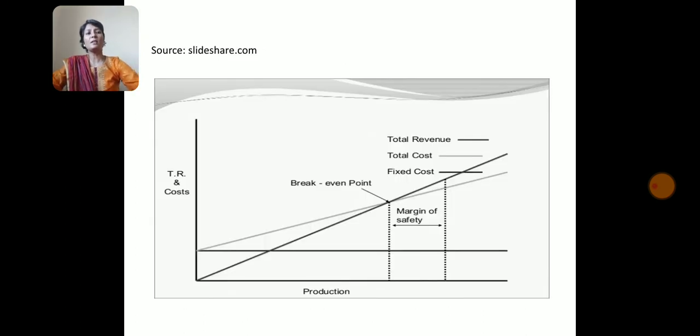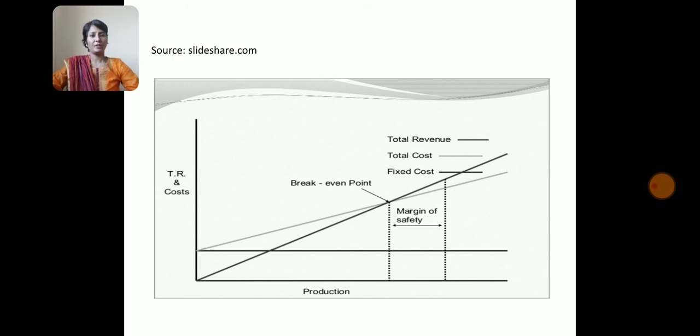It is to be remembered that the safety margin can be negative as well. If the firm is incurring any loss, then the safety margin can be negative. In that case, the percentage tells the extent of sales that should be increased in order to reach the point where there will be no loss.